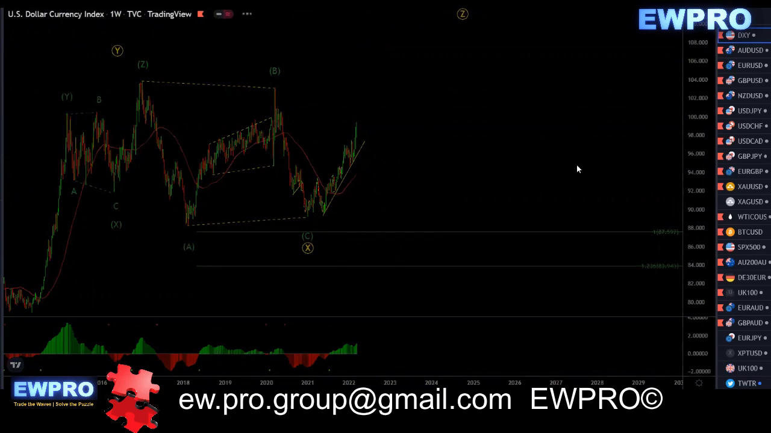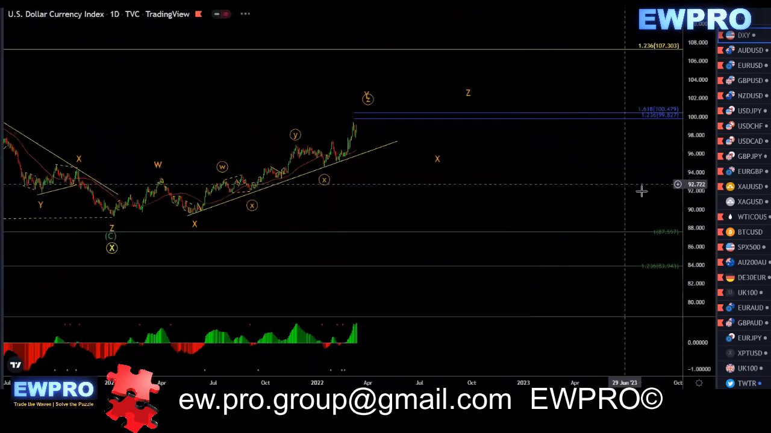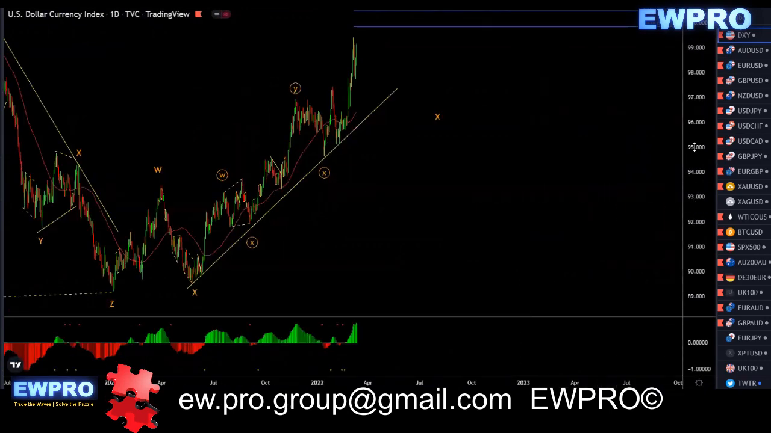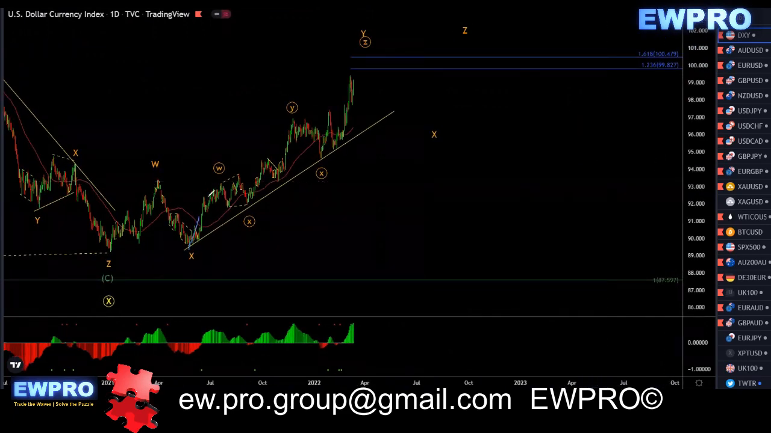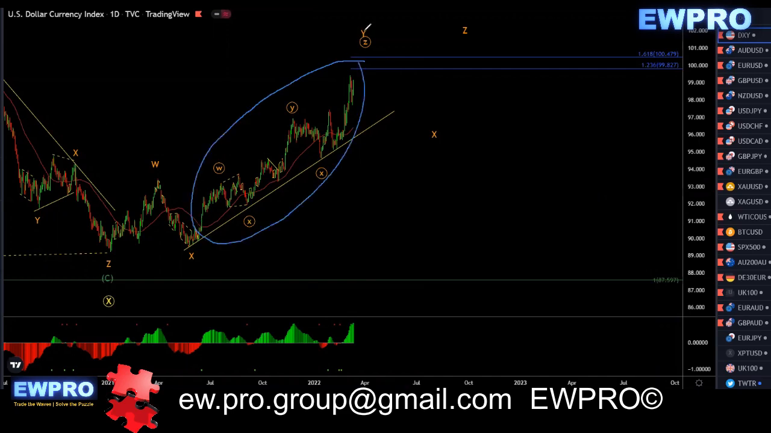Looking at the daily, we're looking at this internal WXY, X2, Z up. We lost our bearish divergence. So I'm looking at this as an extended wave in wave Y. So we get a WXY, X2, and then a Z up.